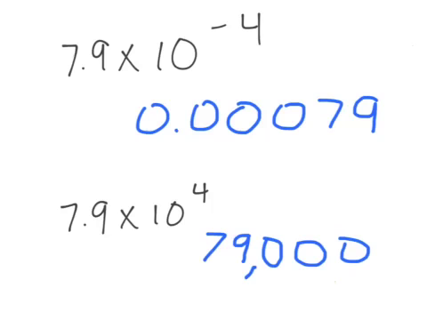For these examples, we're going to convert from scientific notation to standard notation. So look at the exponent first. It's negative, so we're going to move to the left 4 places. The decimal point started between the 7 and the 9, so we're going to go to the left 1, 2, 3, 4. So now it is written in standard form. In the second example, our exponent is positive, which means we move to the right 4 places. So we started here, and we're going to the right 1, 2, 3, 4.